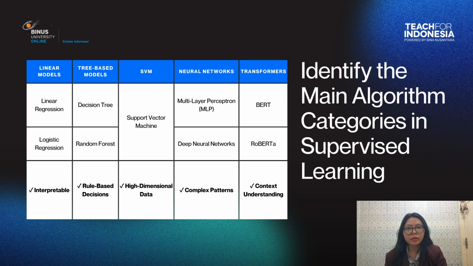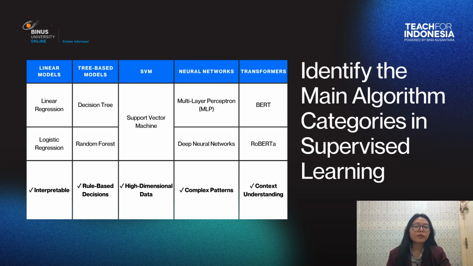The third category is support vector machine, or SVM, and this algorithm works by finding the optimal boundary that separates different classes in the feature space. SVMs are particularly effective when dealing with high-dimensional data where the number of features can be very large. Because of this characteristic, they have been widely used in applications such as text classification, document analysis, and sentiment analysis.